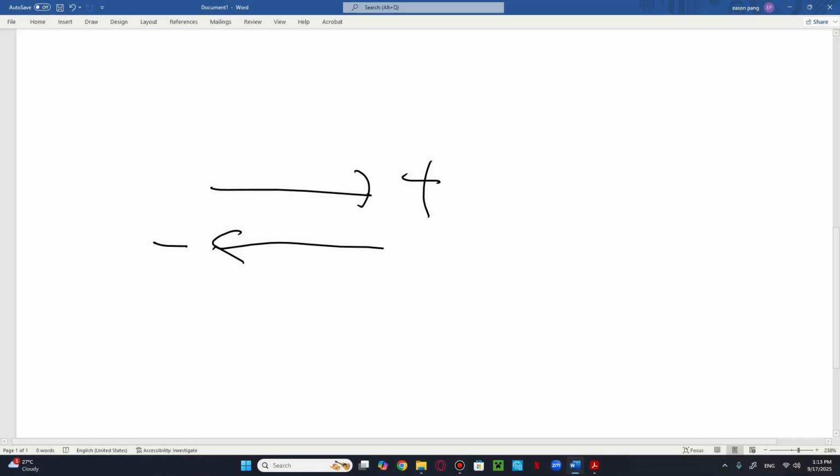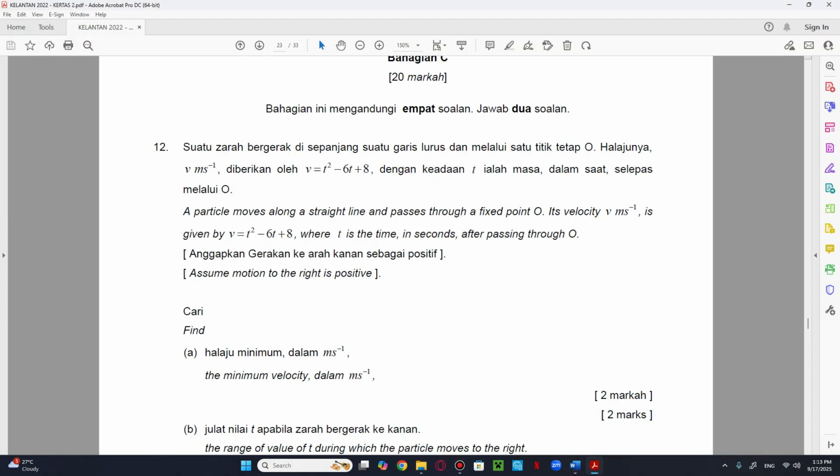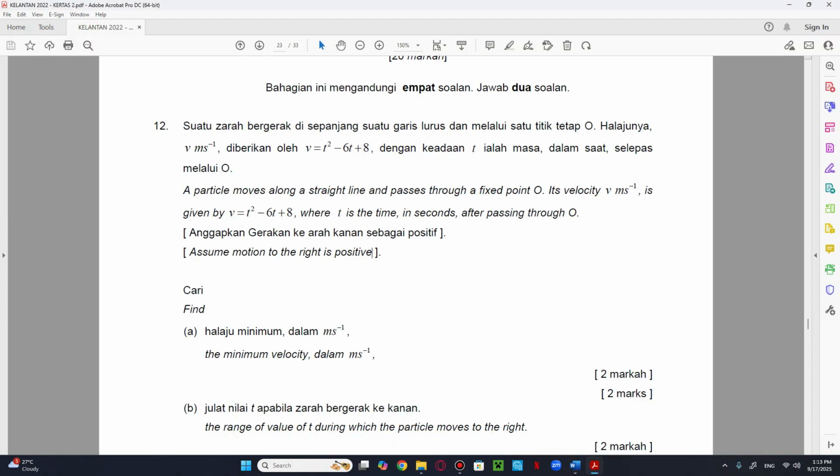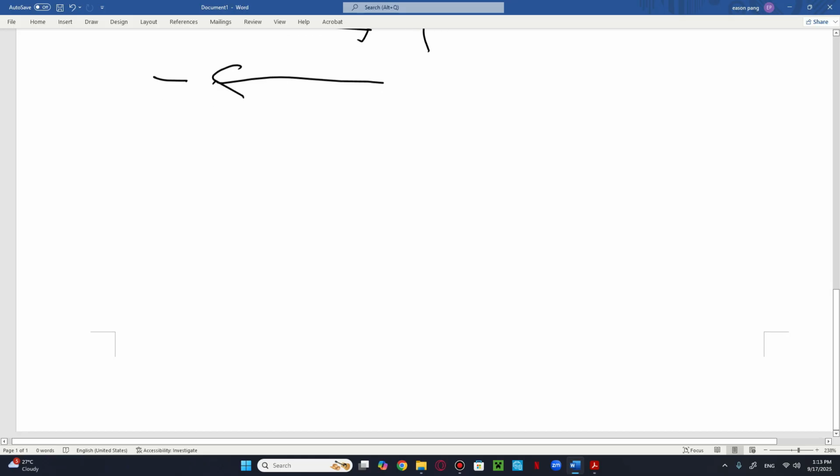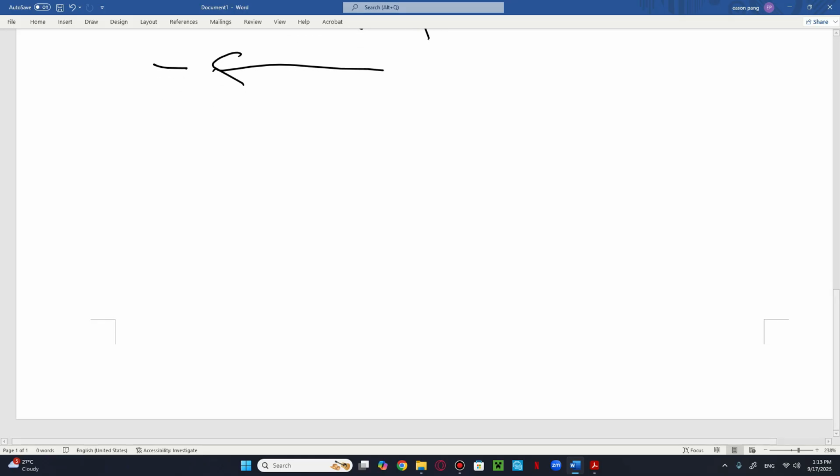Okay, so let's go back. They say find the minimum velocity, halaju minimum. Remember we learned in chapter 2 there's a way we can use to find the minimum, which is when dy/dx equals 0. This is for example like this, your quadratic, right? This will be your minimum, so this is your titik minimum.